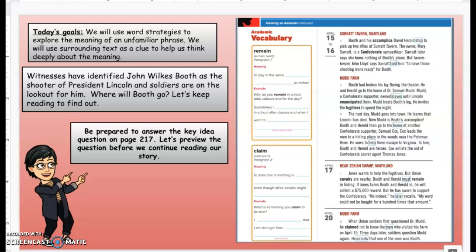They ask the soldiers for help. Harold identifies Booth as the man who killed the president. To the soldiers, Booth is a hero. The soldiers take Booth and Harold to Richard Garrett's farm. They say Booth is a wounded Confederate soldier. Garrett agrees to let the men stay at his farm for a day or 2.